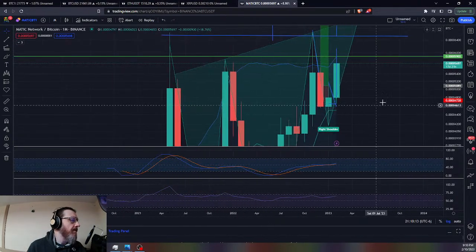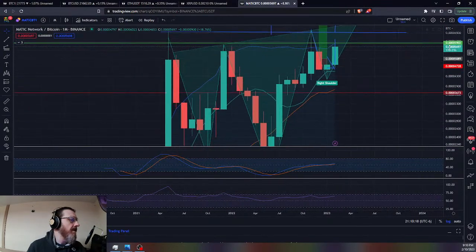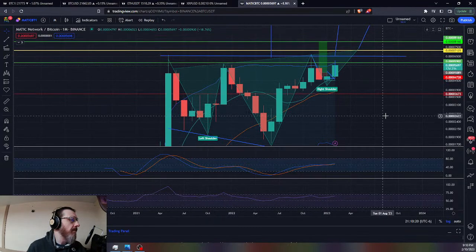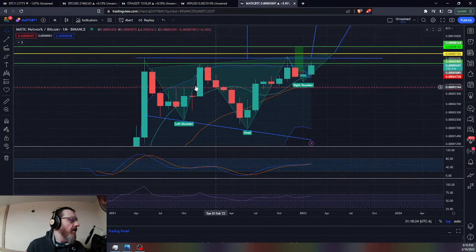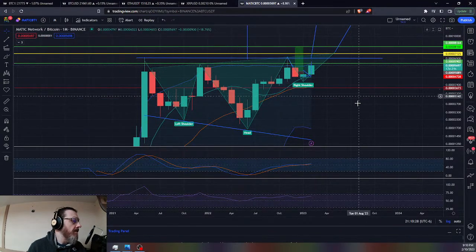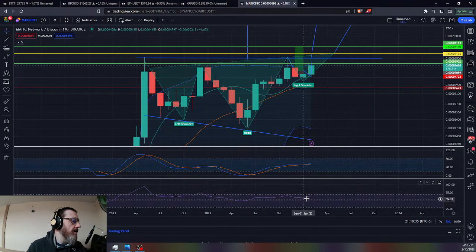And this just looks beautiful to me, folks. This is what makes me really giddy about Matic right now. We're looking for this massive inverse head and shoulders pattern to play out first of all. Other things to highlight, this RSI is definitely in a position of strength, well above the 50 level.